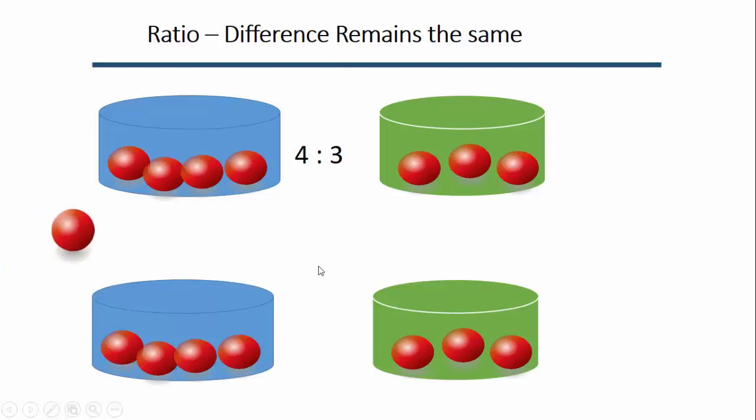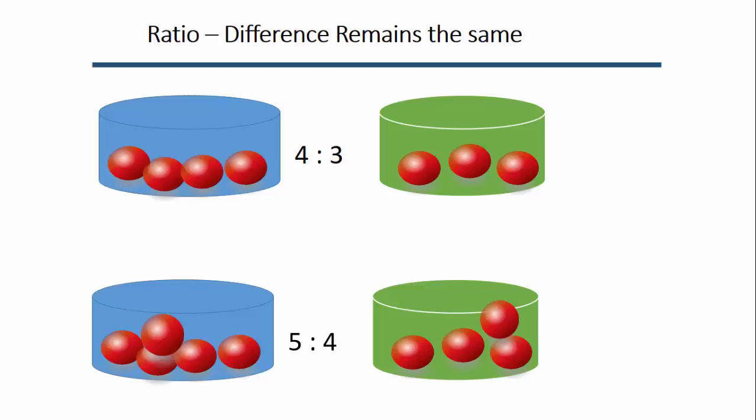But what happens if I add 1 to the blue box and add 1 to the green box? So I add 1 ball to the blue box and 1 ball to the green box. What happens to the ratio? Now the ratio has changed. The ratio is 5 is to 4.